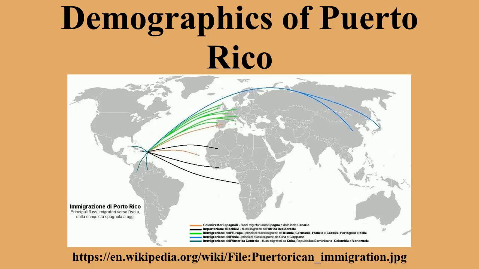Race and ethnic group. Racial demographic history. The first census by the United States in 1899 reported a population of 953,243 inhabitants, 61.8% of them classified as white, 31.9% as mixed, and 6.3% as black.